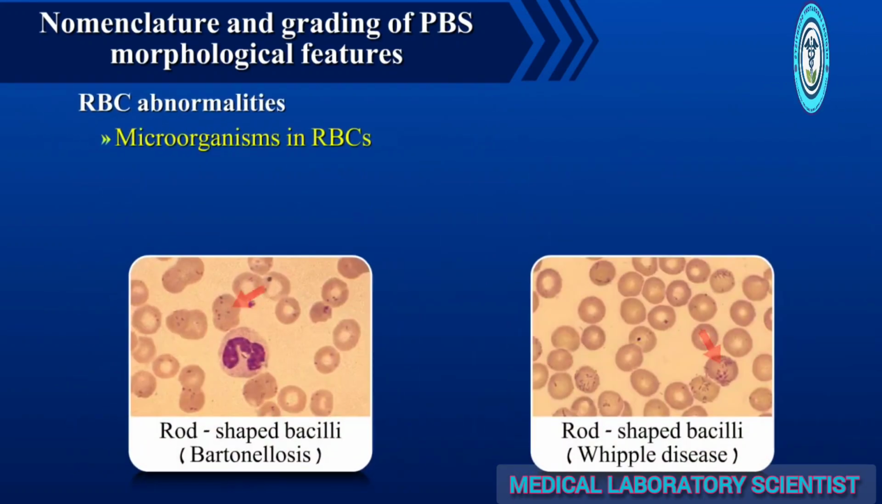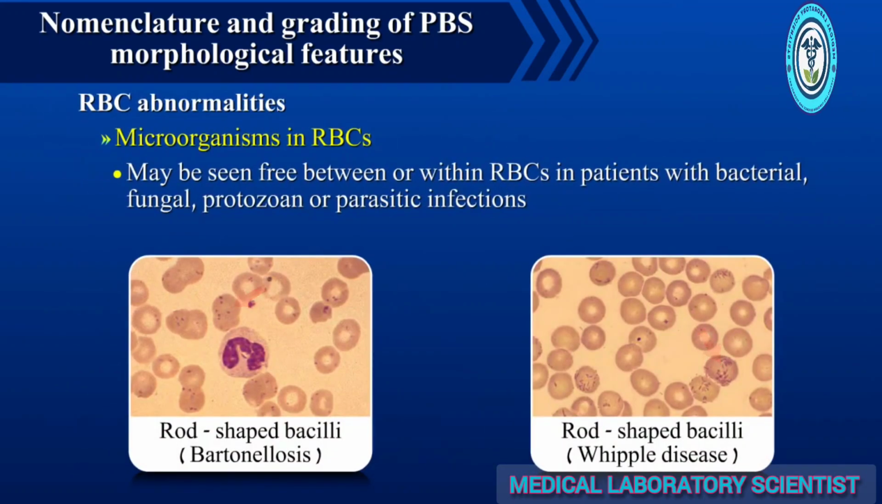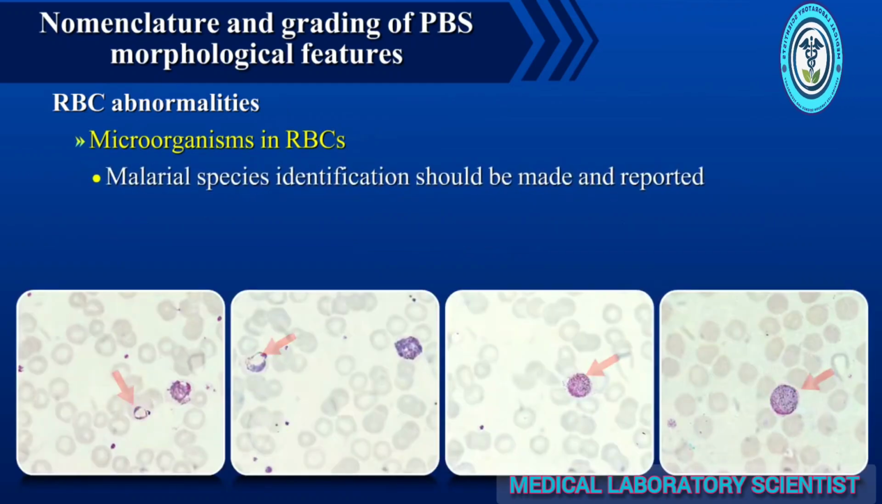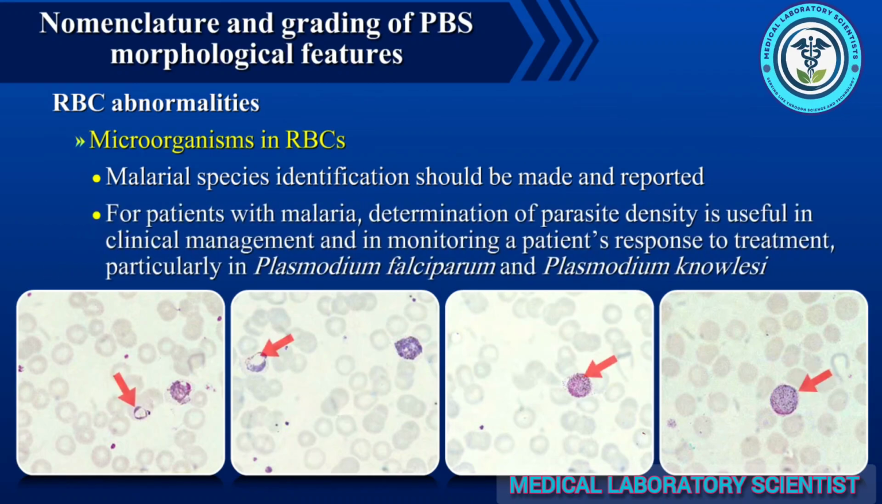Microorganisms in red blood cells may be seen free between or within red blood cells in patients with bacterial, fungal, protozoal, or parasitic infections. The recommendation is to report their presence when observed. Malarial species identification should be made and reported. For patients with malaria, determination of parasite density is useful in clinical management and in monitoring a patient's response to treatment, particularly in Plasmodium falciparum and Plasmodium knowlesi.